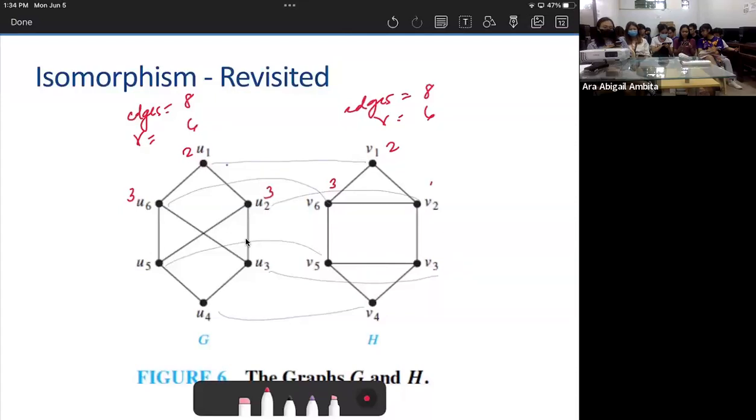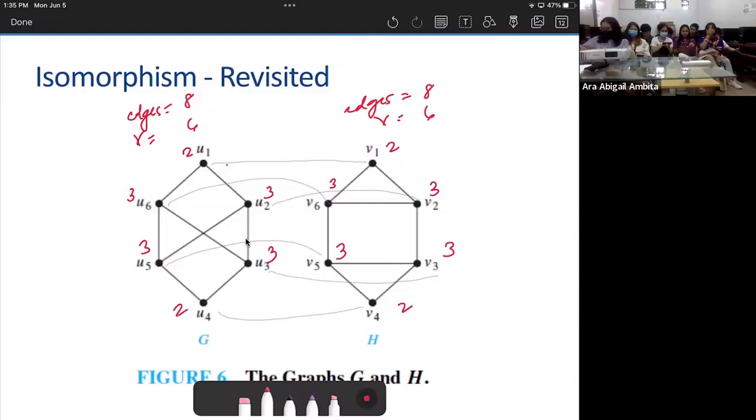Okay, si U2, ilan? Tatlo. Si V2, 3. The 3, and then this one is 3. U3 is 3, 3. And then 2, and then 2. So, same sila ng edges. Tapos, same sila ng vertices. Tapos, same din yung degree ng each.